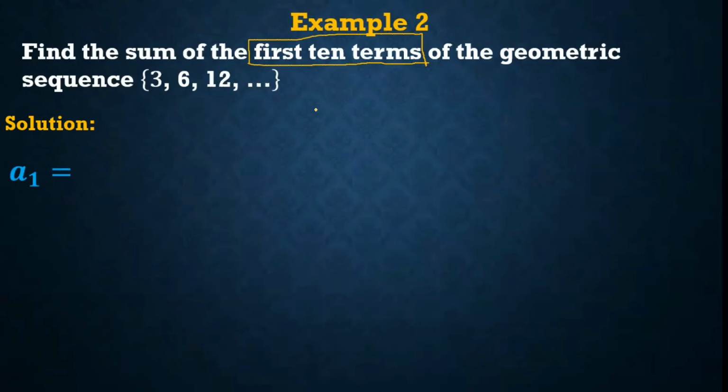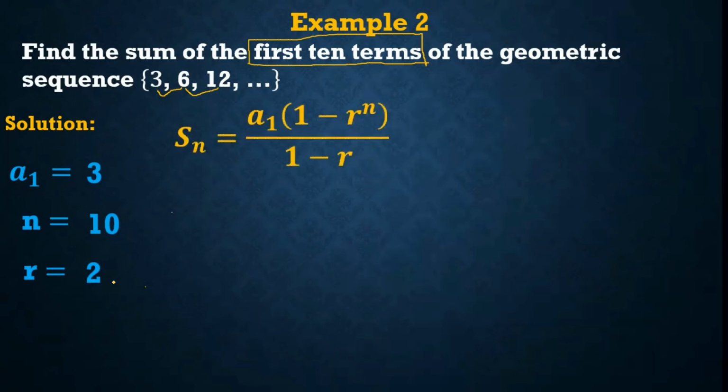Okay, so lagyan po muna natin ng given. Our A sub 1 is 3. Our n, or the number of terms, is of course 10 because sabi dito, the first 10 terms. Okay? Our R, or the common ratio, let's divide po. 12 divided by 6 is 2. And then 6 divided by 3 is 2. So therefore, our common ratio is 2. Next, we have to write the formula of the finite geometric sequence.